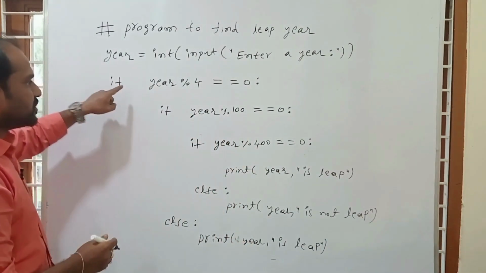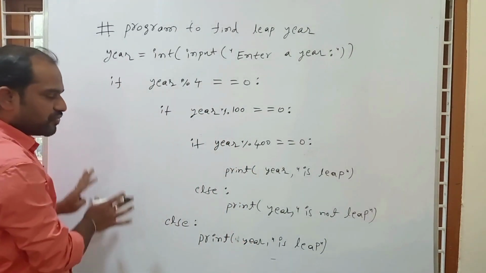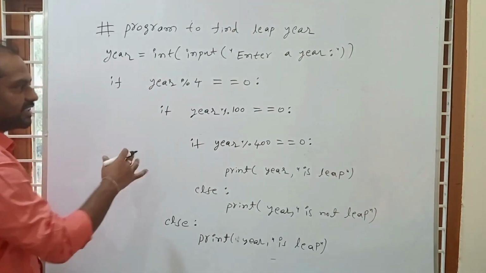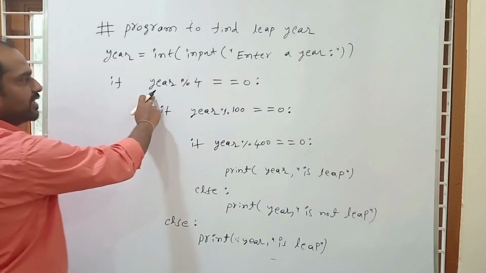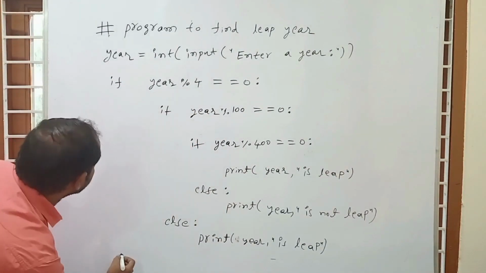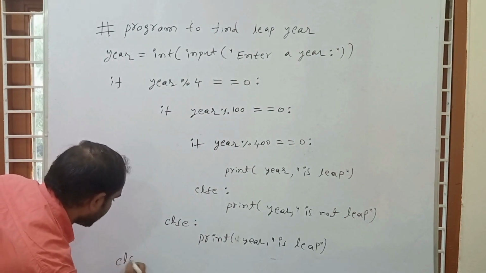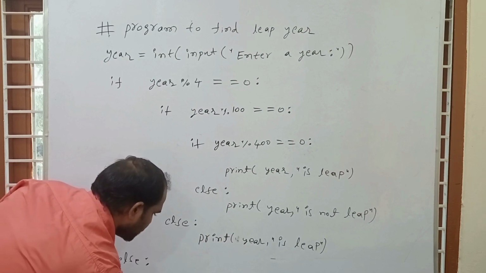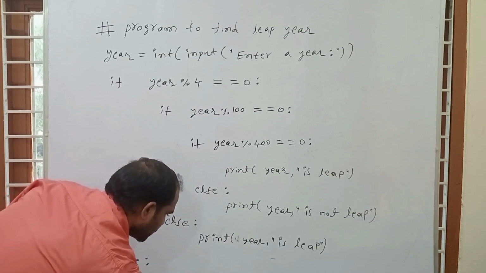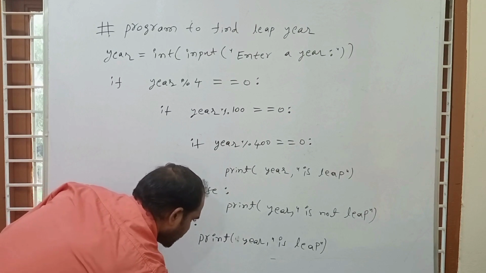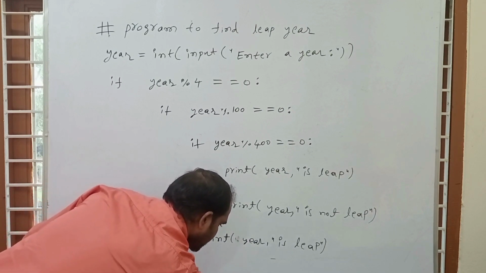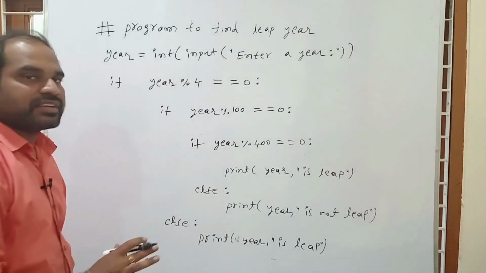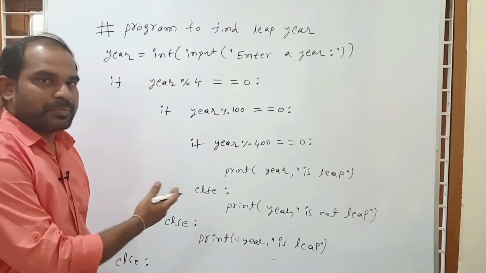Now come to the first if statement. Whenever the first if condition becomes false, then we can say that the year is not a leap year, because that year is not divisible by 4, so we have to say else print year is not leap. So this is the program to check whether a year is a leap year or not.